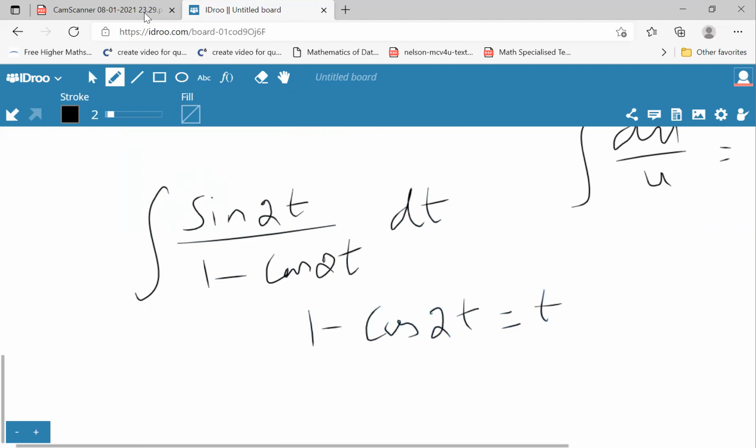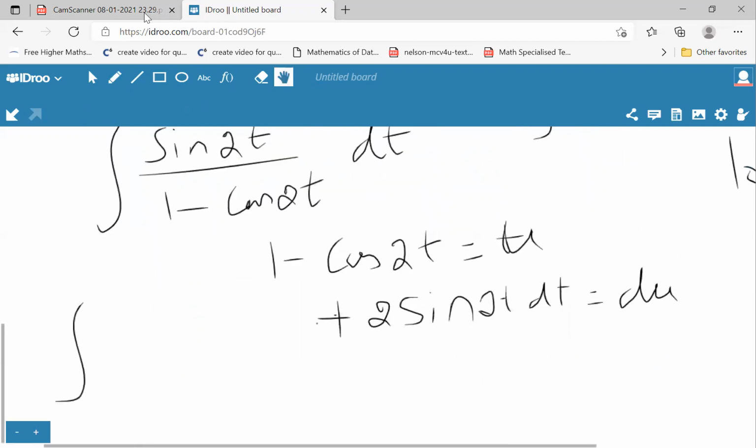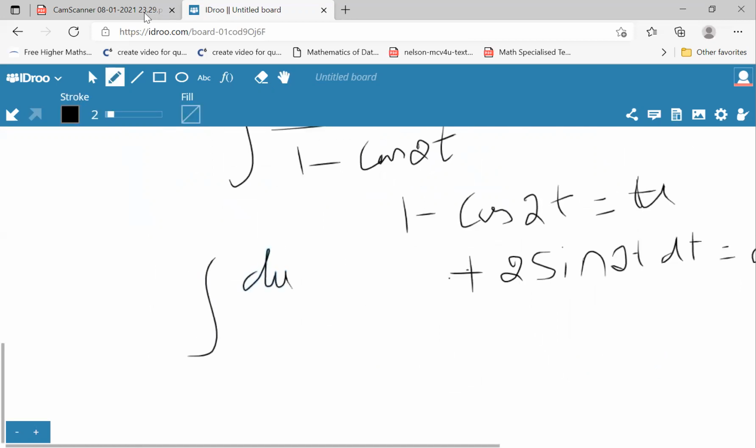So when you differentiate on both sides, cos 2t, when you differentiate, you'll get minus sine 2t. So that will give you minus of minus 2 sine 2t. Minus of minus will become plus. So 2 sine 2t dt is equal to du. All right. So now this becomes integration of du by u, which is nothing but log u plus c.